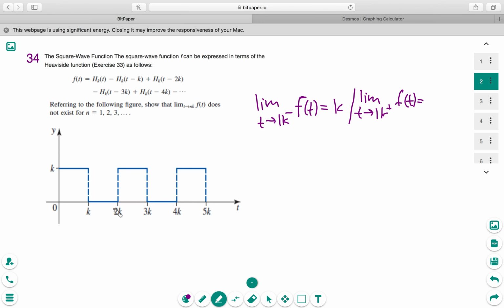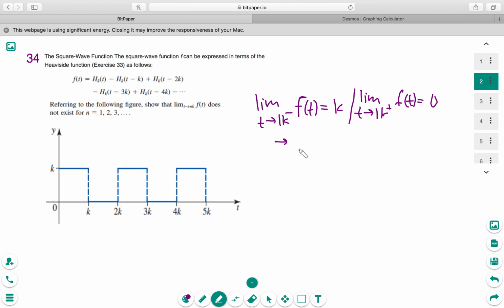Okay? And here, this dotted line doesn't matter at all. You're just going to go closer and closer and closer to 0, and it doesn't ever change. So here you're going to have this value of 0. And so you have this k, you have this 0, but they're different values, right?